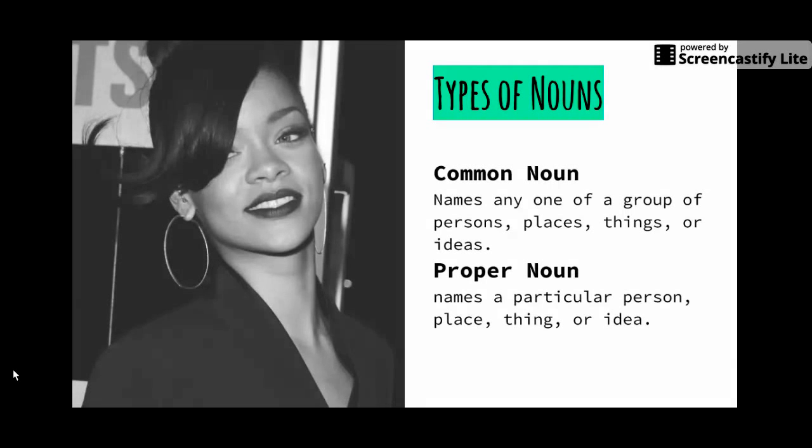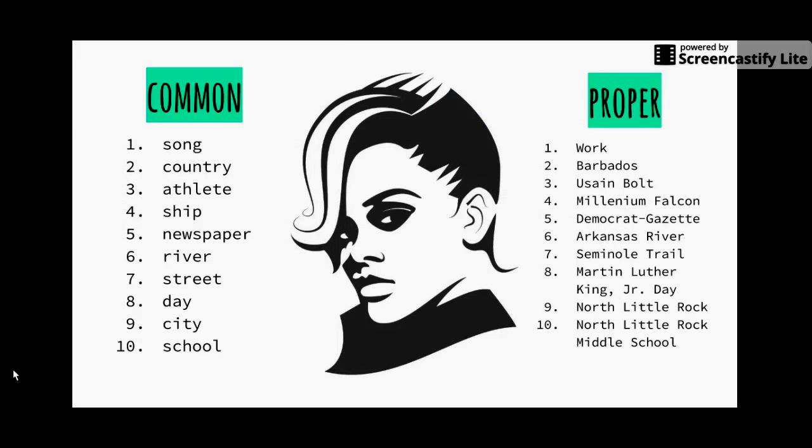Luckily for you guys, my buddy Rihanna has some examples for you, okay? Here's a common noun right here, the word song. A proper noun would be Work, a famous song by somebody you might know. A common noun, country. A proper noun, Barbados. Common, athlete. Proper, Usain Bolt. Common, ship. Proper, Millennium Falcon. Common, newspaper. Proper, Democrat Gazette. Common, river. Proper, Arkansas River. Y'all see where this is going, okay? I'm not even going to finish it.